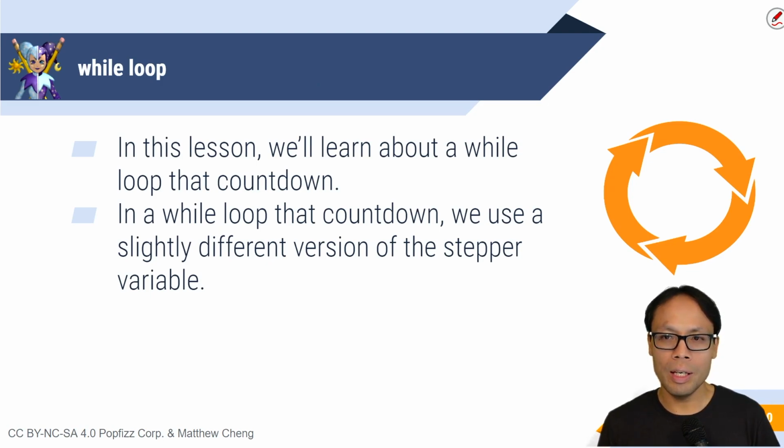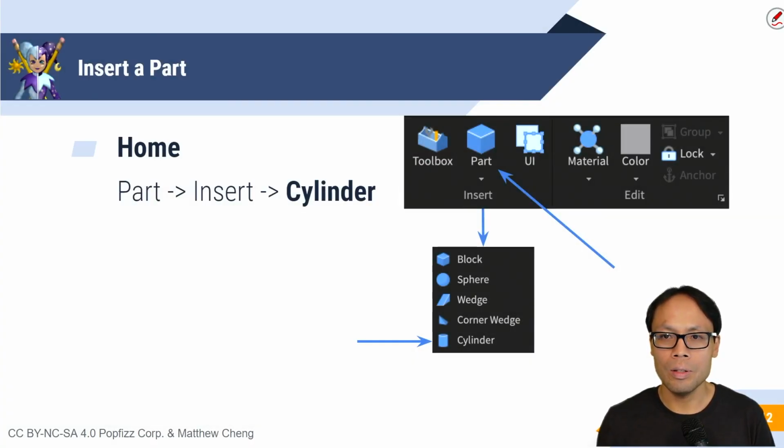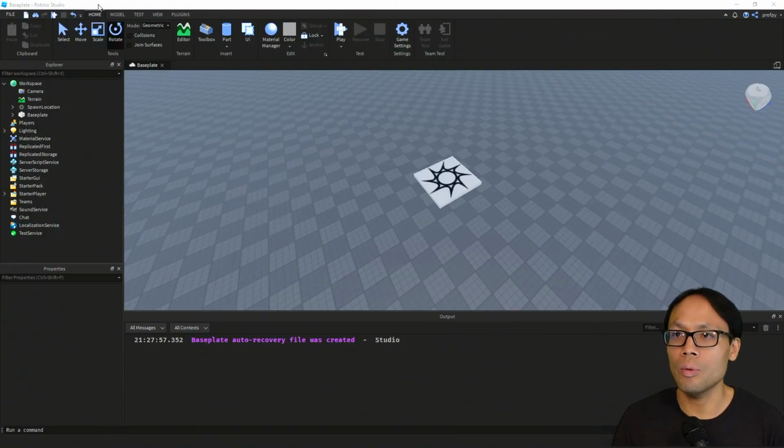So in a while loop that counts down, we'll use a slightly different version of the stepper variable. So for example, we're going to initialize the stepper variable to a large value. And then in step 2, we're going to decrement the stepper variable inside of the while loop. So let's take a look at this. And we're going to go back into our Roblox studio.